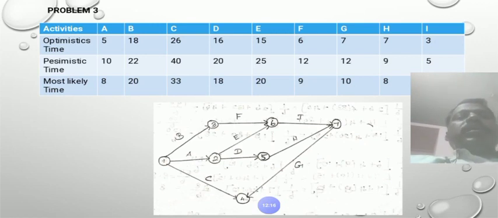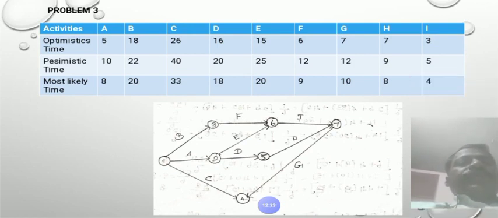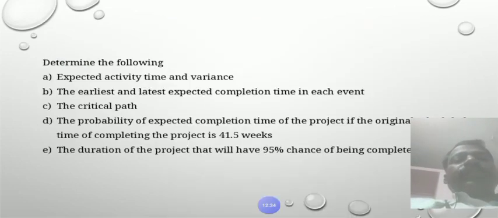Then next problem. These are activities, with optimistic time, pessimistic time and most likely times given. First, the network diagram is given. We find the earliest time and latest time, and we can find the critical path, determining the following expected activity time and variance. Therefore, find the duration of the activities.